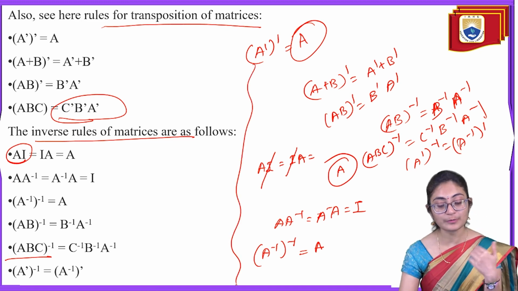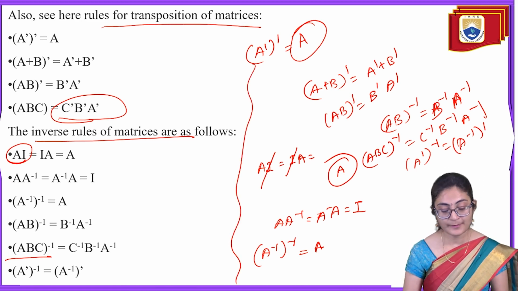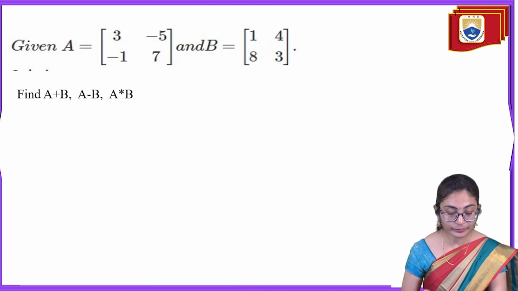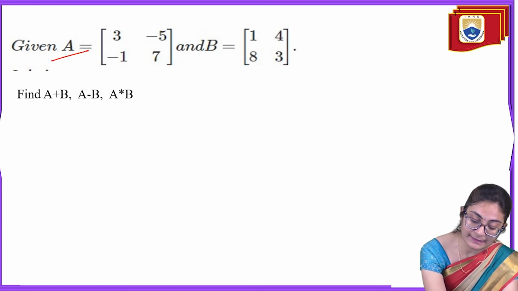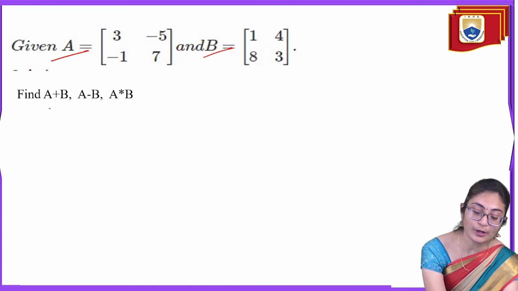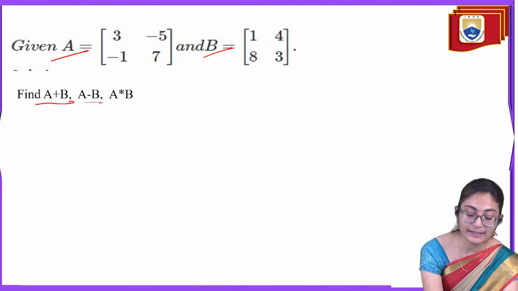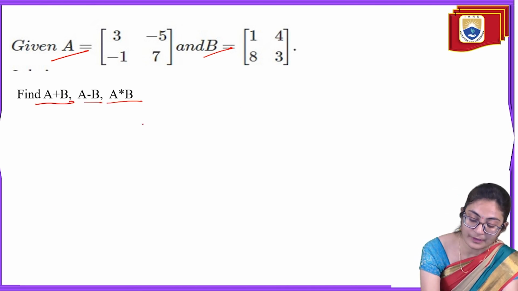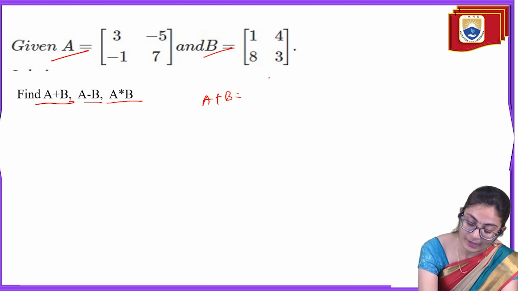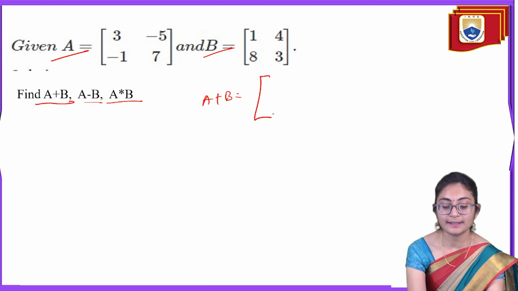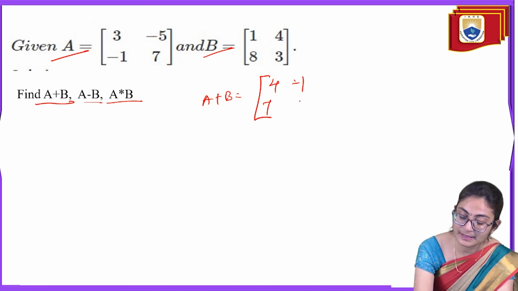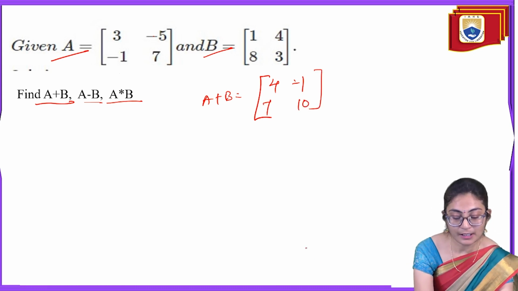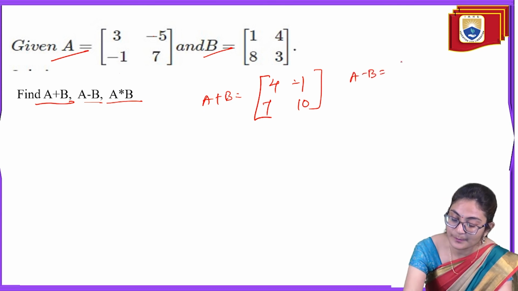When you solve problems of matrices, then you can use these rules. Now we have one problem. We have two matrices, A and B. We have to find out A plus B, A minus B, A into B. Now we will find out A plus B. It's simple. 3 plus 1, 4, minus 5 plus 4, minus 1, minus 1 plus 8, 7, 7 plus 3, 10.